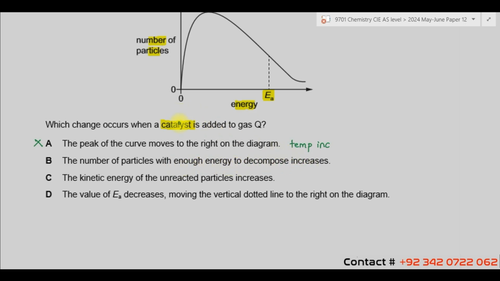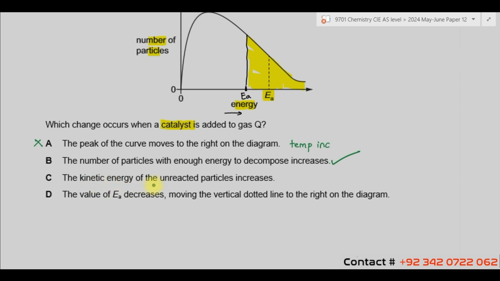The number of particles with enough energy to decompose increases. Okay, let's see what happens when a catalyst is added. A catalyst reduces the activation energy. So by adding a catalyst, the activation energy will become lower. So this many molecules were decomposing before adding the catalyst. Now after adding the catalyst, the number of molecules in this range will increase. Now this many molecules, the whole of this part, will be converting into product. So yes, the number of particles with enough energy to decompose will increase.